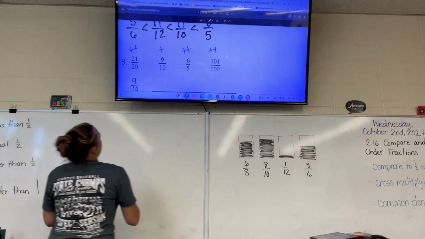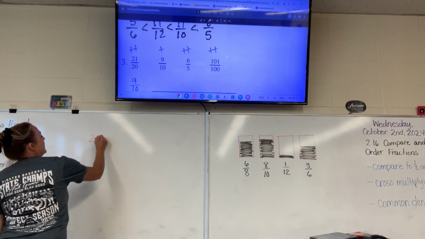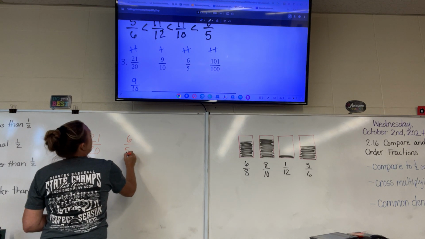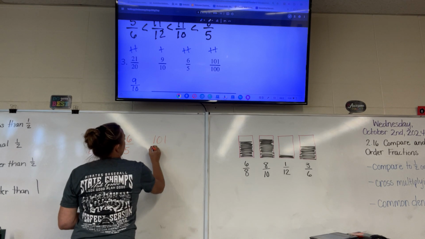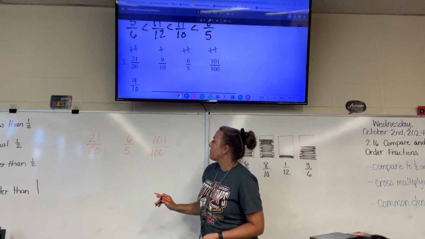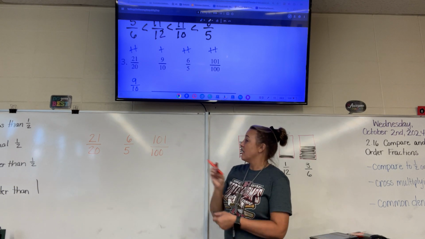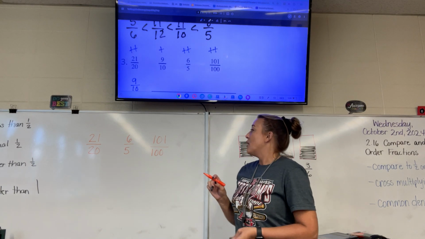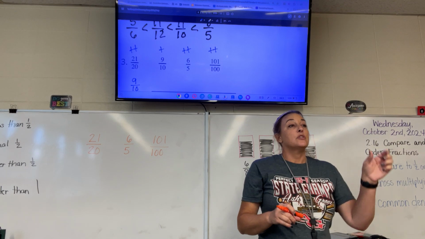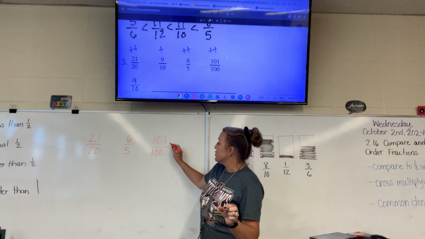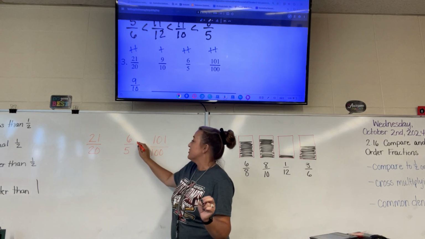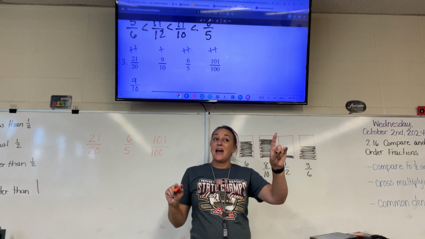Look at those denominators. We have 21/20. We have 6/5. And 101/100. They're all 1 over. Oh yeah, that's true. They are. So that's a really good point, because the bigger the number, the smaller the pieces. So if they're just 1 over, that's a little tiny piece, and that's a small piece, and that's a bigger piece. So we could do that.